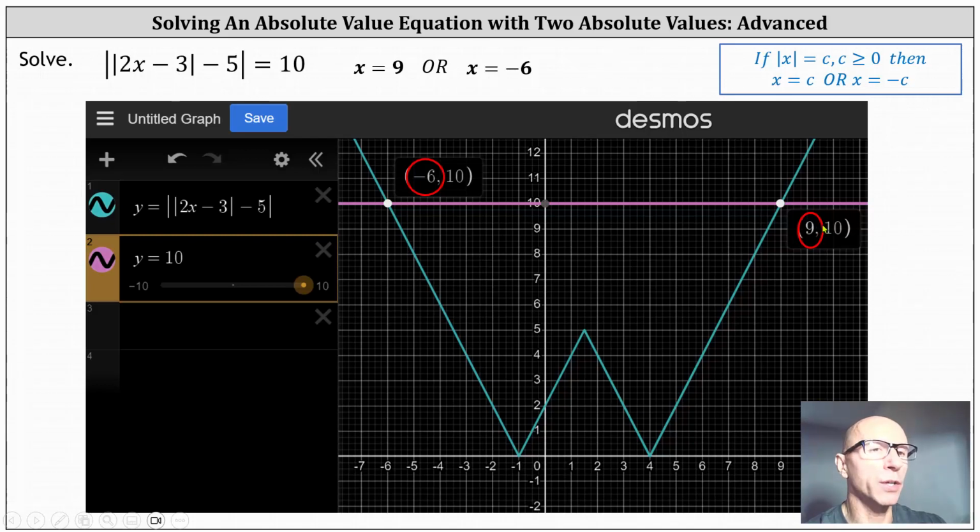Notice we have 2 points of intersection, and the x-coordinates do verify our solutions. We have x equals negative 6 or x equals 9.